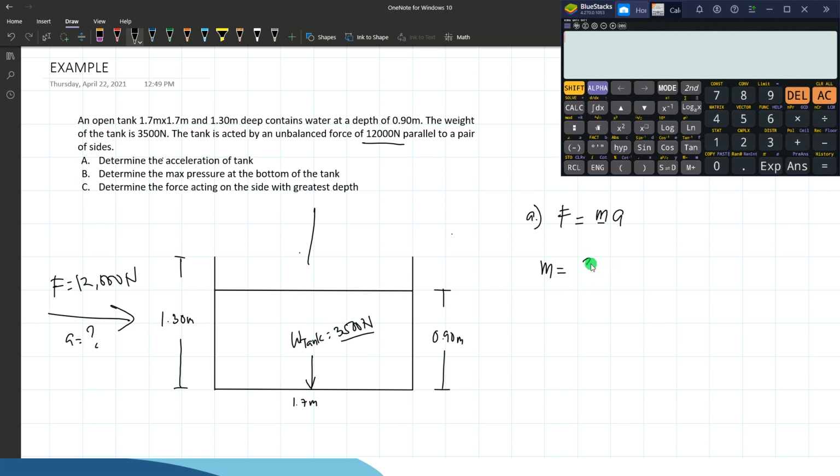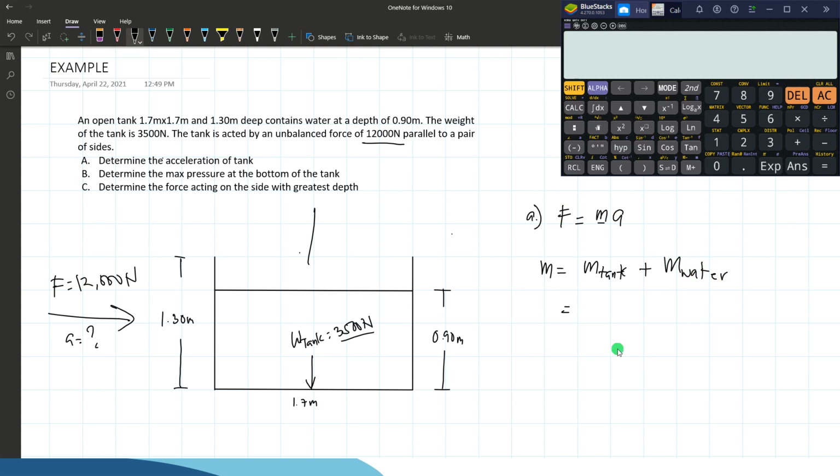So 3,500 newtons should be divided by, okay, let me write first. The weight of the tank, or the mass of the tank, is added to the mass of water.